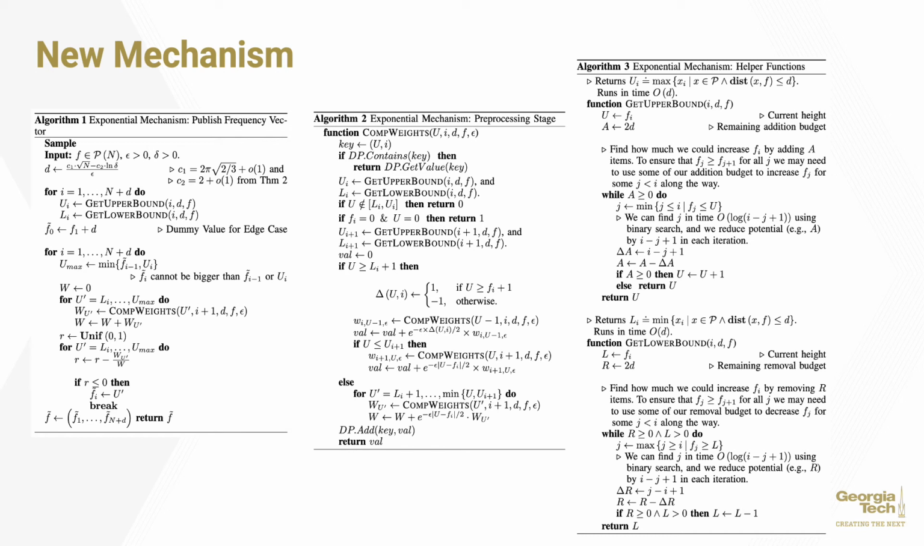Pseudocode for the actual algorithms used in this experiment can be seen here. First, there is some pre-processing to calculate the weights of the partitions. This is shown in algorithm 2 in the middle. Then there is the actual frequency calculation shown in algorithm 1 on the left. And lastly, there are a few helper functions to find the upper and lower bounds for where to cut off the exponential mechanism discussed earlier. This is shown in algorithm 3 on the right.